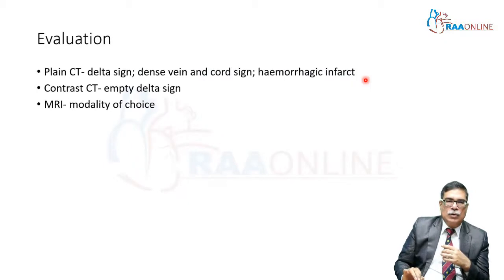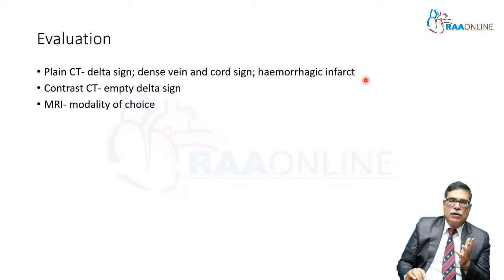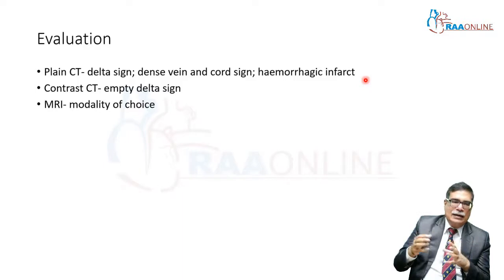So we do a plain CT. An important MCQ question here is that in plain CT you see a delta sign, where you can see that area of the sinus thrombosis, especially if it is in the superior sagittal sinus. In the contrast CT, you see an empty delta sign where the rest of the superior sagittal sinus is seen except in the area where there is a filling defect because of the thrombosis. MRI is the modality of choice because it shows you both the sinus as well as any areas of ischemia and hemorrhage within the brain.